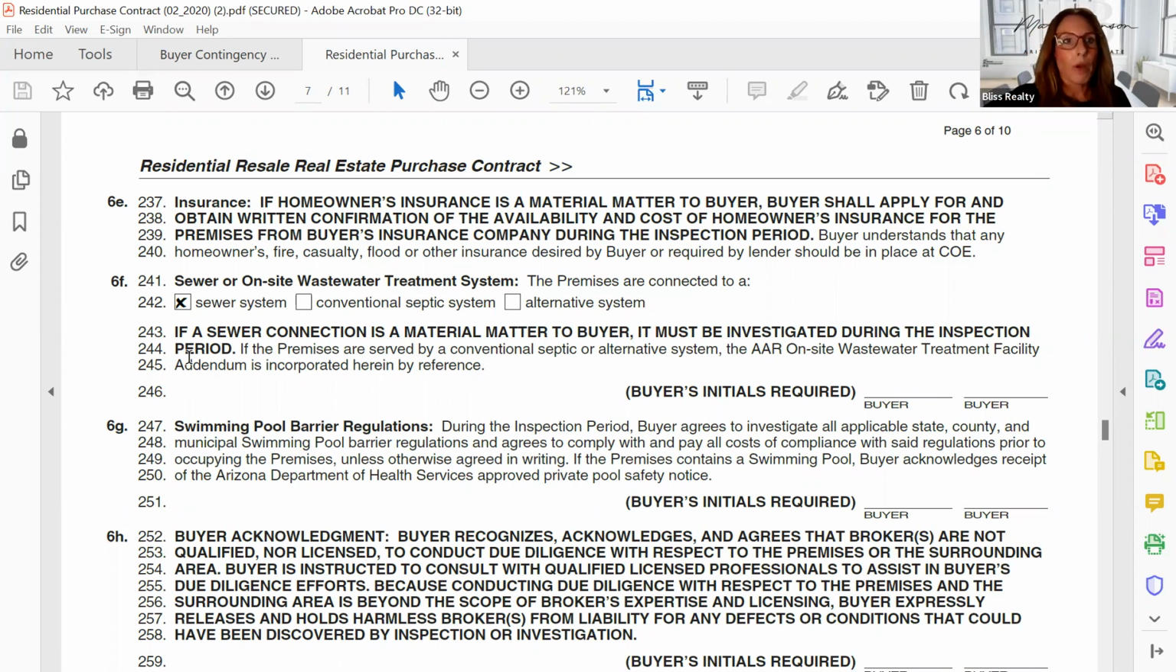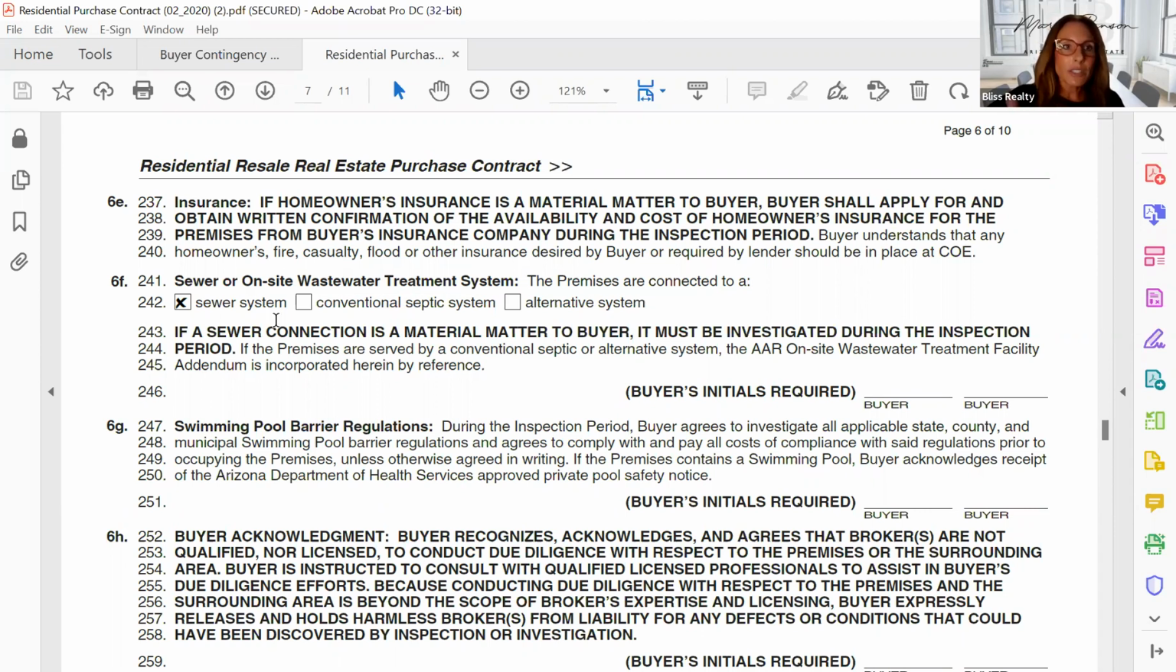There are actually some properties in Mesa that are 55 plus that are not in an HOA, but they're in the 55 plus communities, and they're half on septic and half on sewer. So there are properties all over our state that have septic, and you'd be surprised.